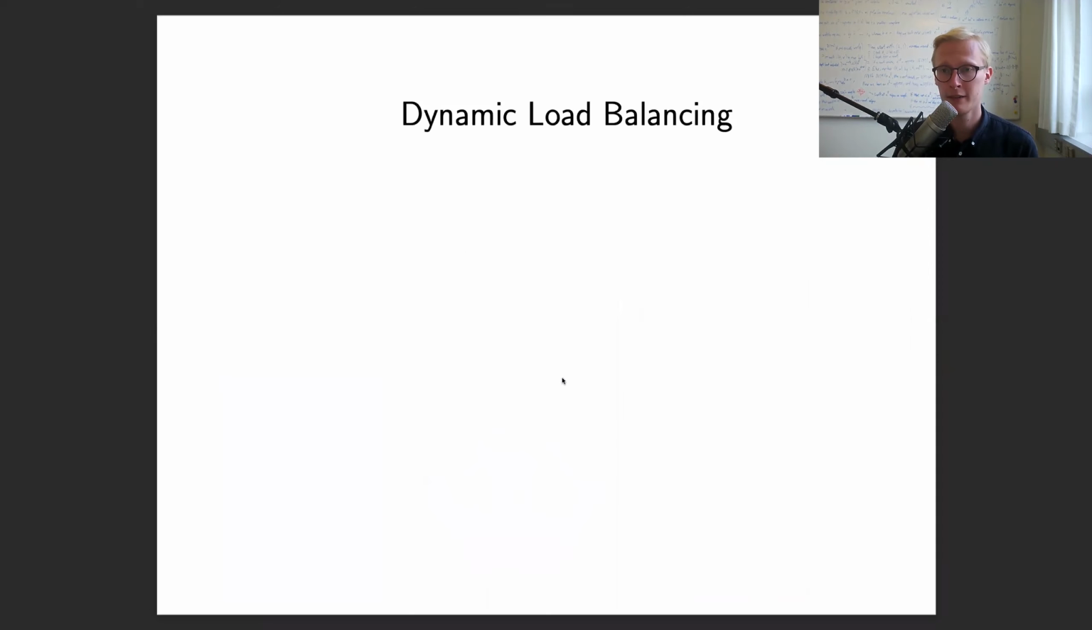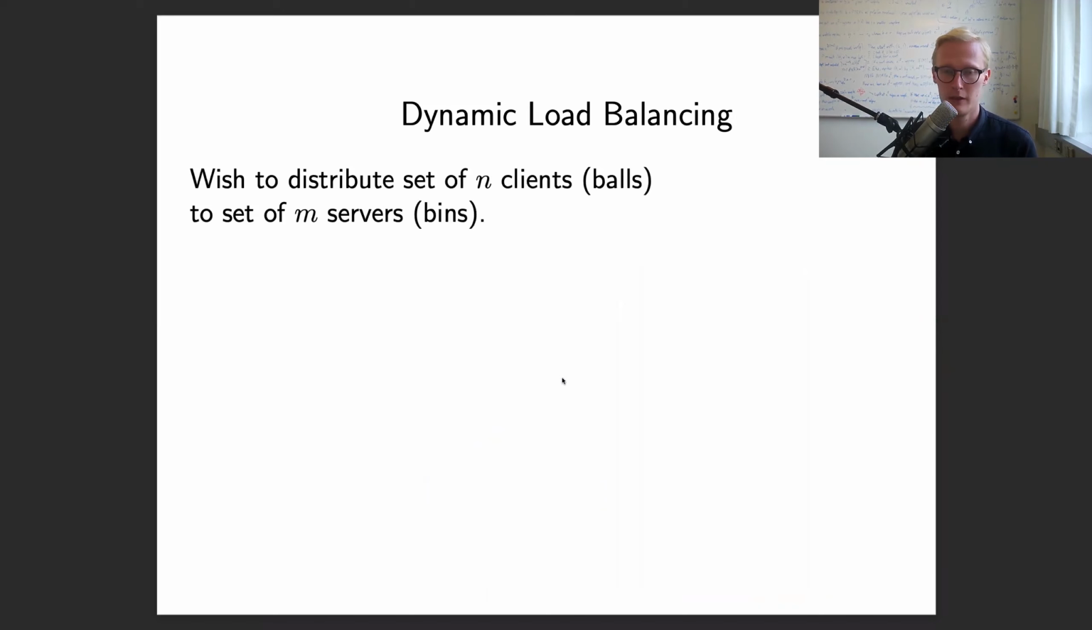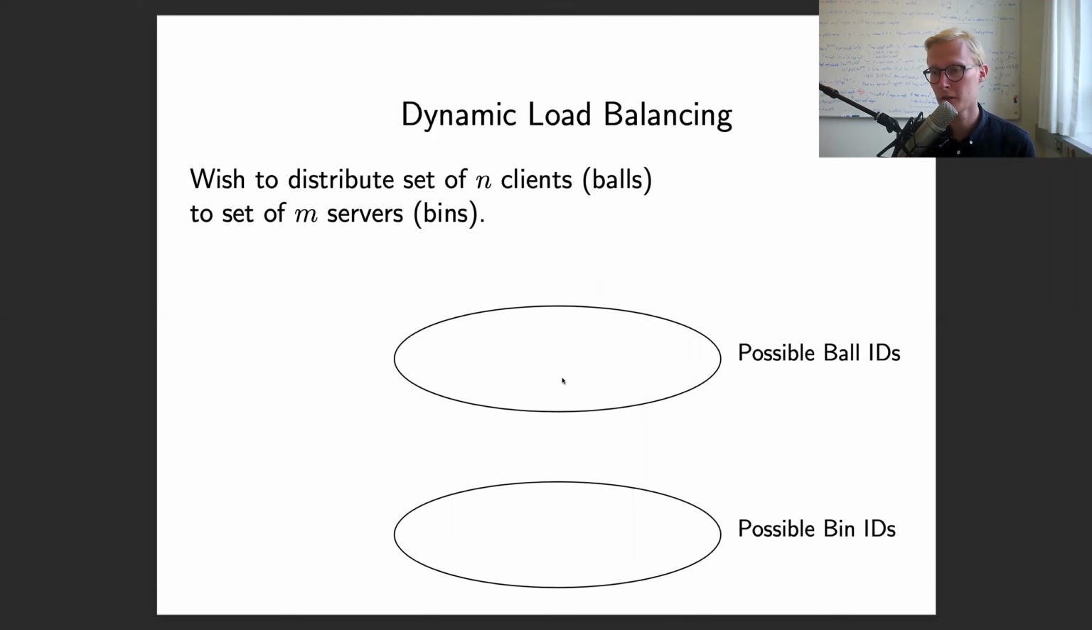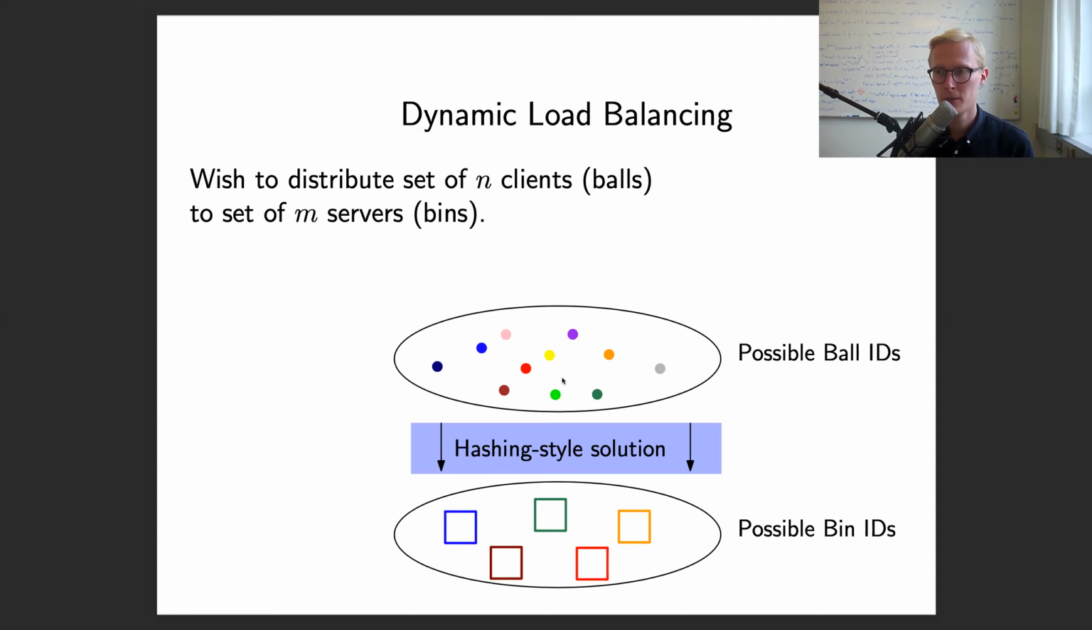So let me start out by giving you an introduction to the problem. The goal is to distribute a set of N clients, which we will call balls, into a set of M servers or bins. And I want you to think of this in a hashing style setting where we have a universe of possible ball IDs and a universe of possible bin IDs. At any given point, we have a fixed set of balls and a fixed set of bins, and we want our hashing style solution to give a distribution of the balls into the bins.